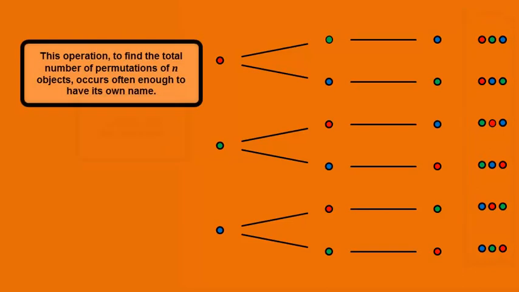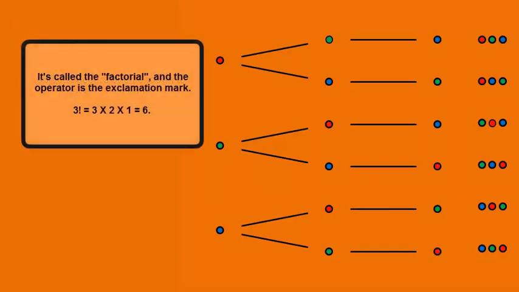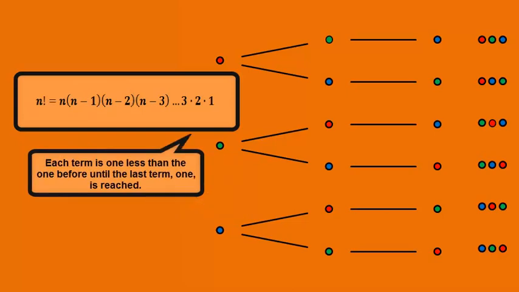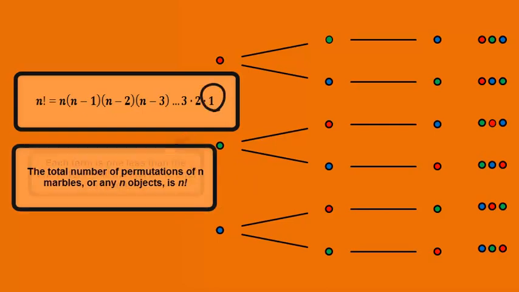This operation, to find the total number of permutations of n objects, occurs often enough to have its own name. It's called the factorial, and the operator is the exclamation mark. 3 factorial equals 3 times 2 times 1 equals 6. In general, n factorial is n times n minus 1 times n minus 2, etc. Each term is 1 less than the one before until the last term, 1, is reached. The total number of permutations of n marbles, or any n objects, is n factorial.